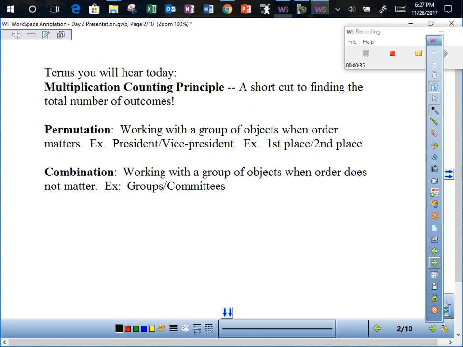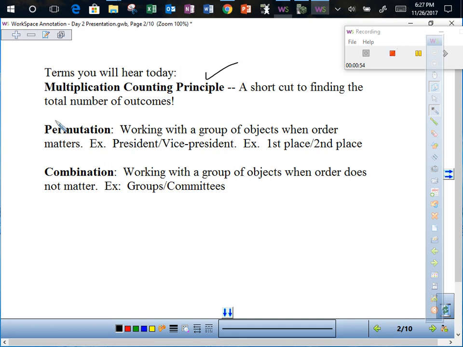Some terms that you're going to hear today: you're going to hear what's called the multiplication counting principle. What that is, guys, it's a shortcut to what you learned last class. It's a way to figure out the number of different outcomes when you're dealing with a set of data or a set of people or a set of objects. So it's a way to figure out the number of outcomes.